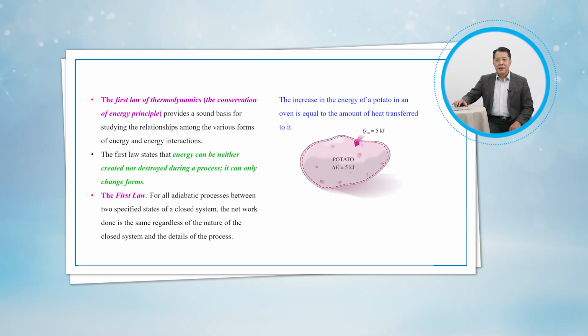We consider some processes that involve heat transfer but no work interactions. The potato baked in the oven is a good example for this case. As a result of heat transfer to the potato, the energy of the potato will increase. If we disregard any mass transfer, the increase in the total energy of the potato becomes equal to the amount of heat transfer.